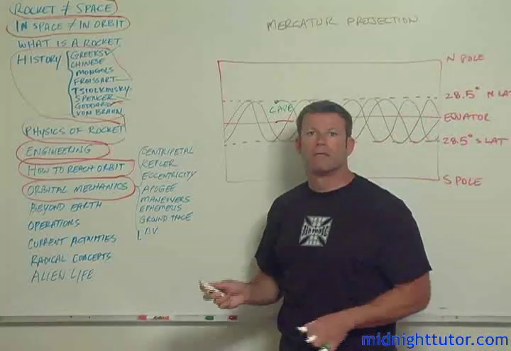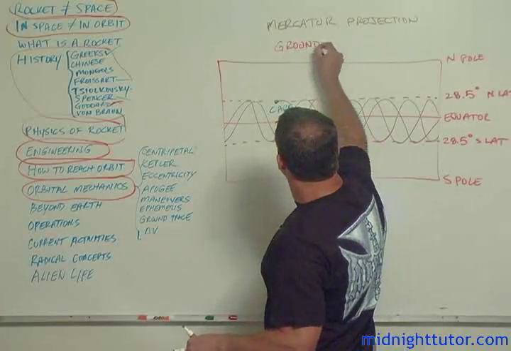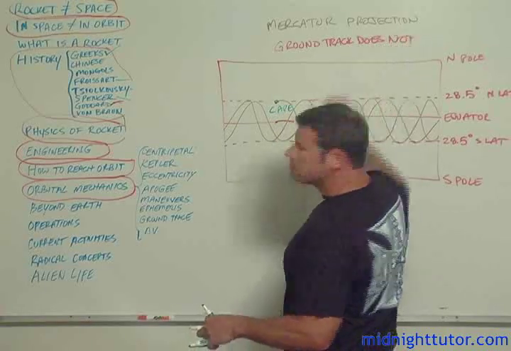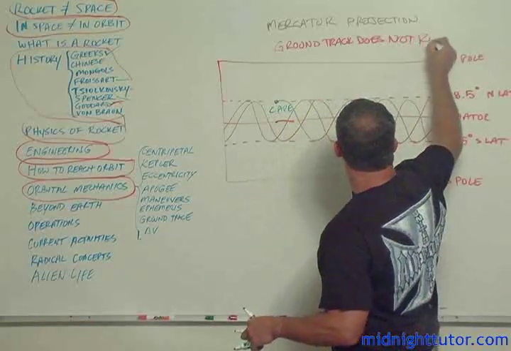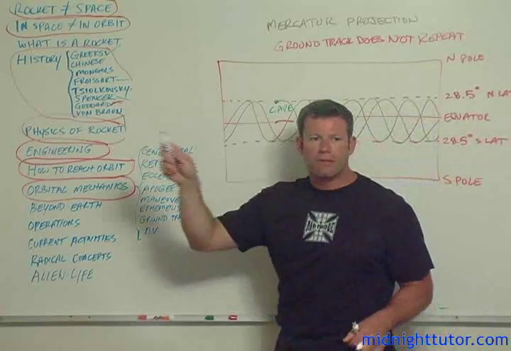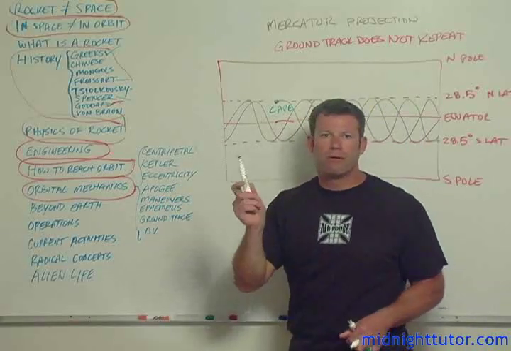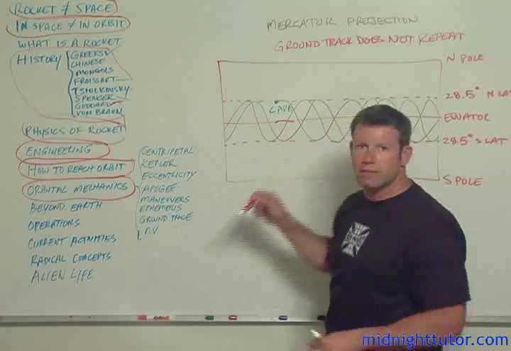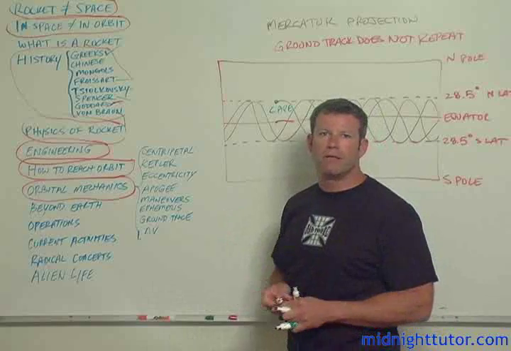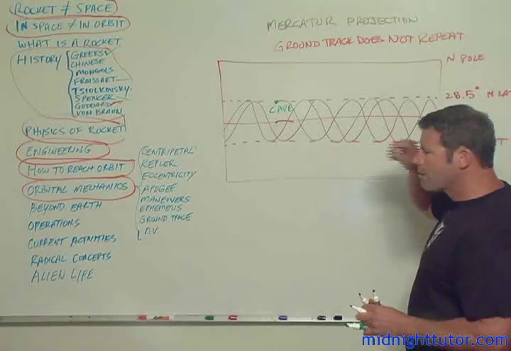Now, what's the first thing you notice about our ground track? It does not repeat. Every time we come flying over the same latitude, we're at a different spot on the Earth. There is a term for an orbit that does repeat. It's called sun synchronous. We'll talk about that in the next segment. And there's specific reasons why we might want to use a sun synchronous orbit. But in general, the ground track does not repeat.